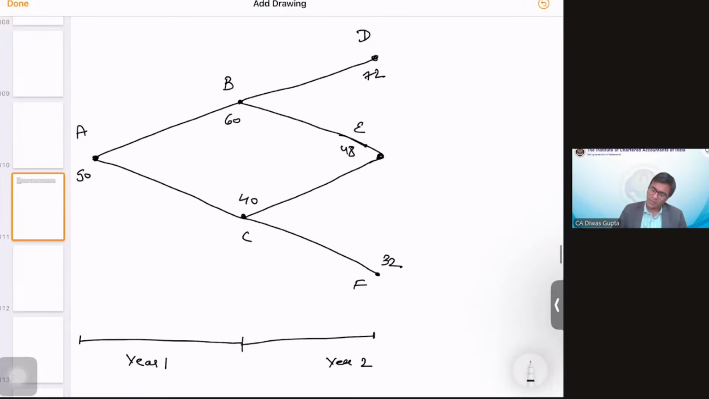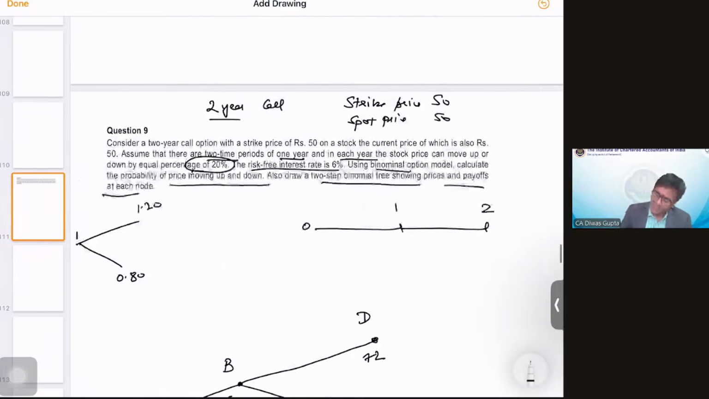Till here the year 2 is ending. Clear? So year 1 and year 2 have resulted in different values. 50 has come to 60 and 40, and 60 has come to 72 and 48. Similarly, 40 is 48 and 32. So this part is clear. Draw a two-step binomial tree showing prices. Till now we are clear.